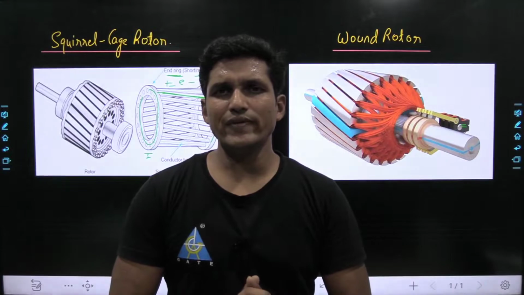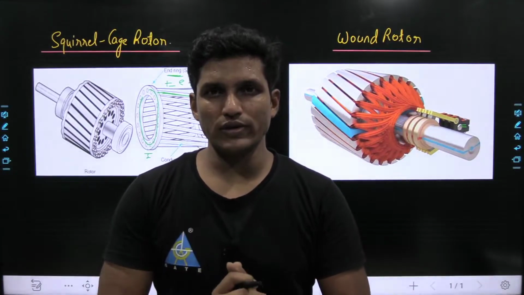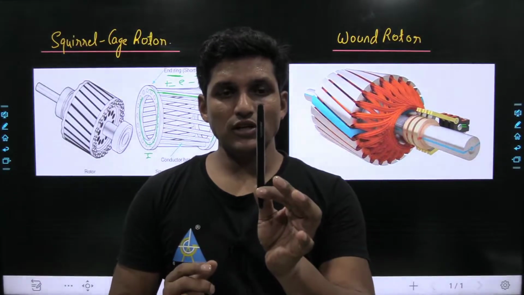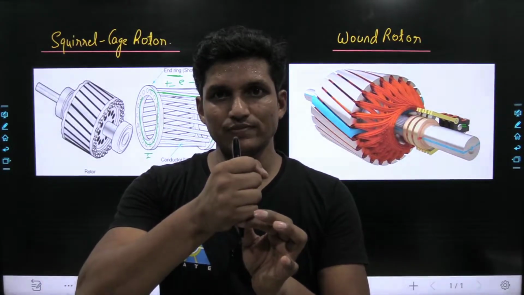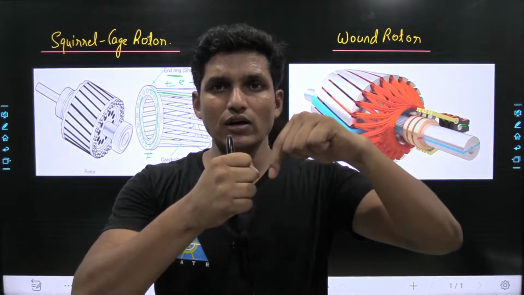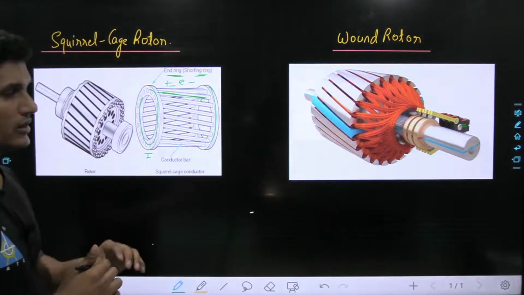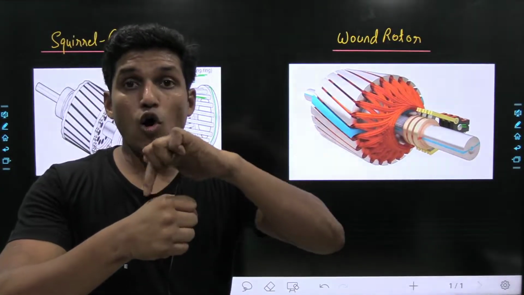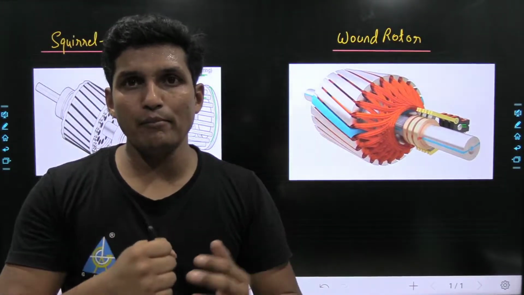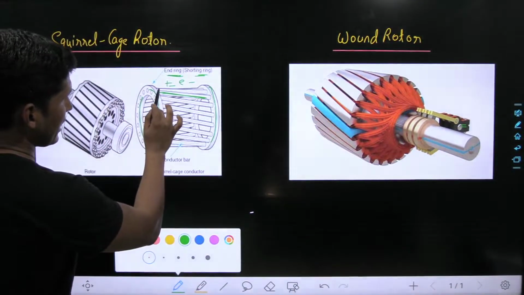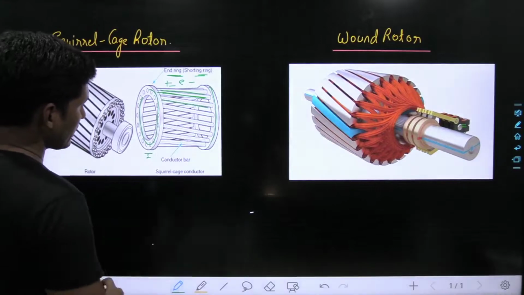What is the difference between squirrel cage rotor and wound rotor? In both rotors, there is a shaft on which a core is placed. In the outer periphery of the core, there are slots. In squirrel cage rotor, in these slots, copper or aluminum bars are embedded. Like in this particular figure, you see that there are copper bars.